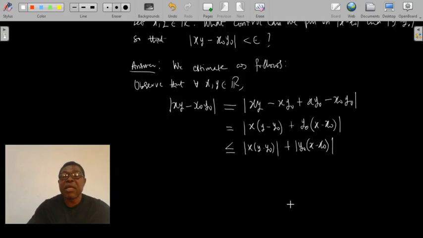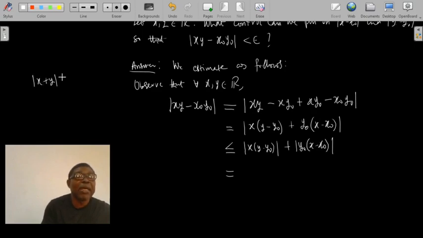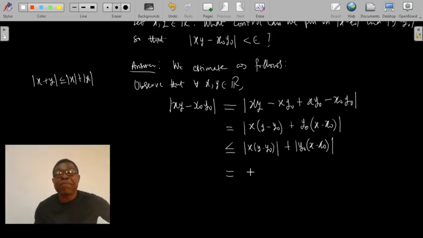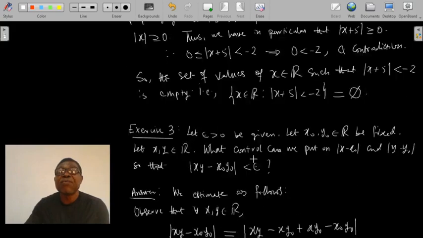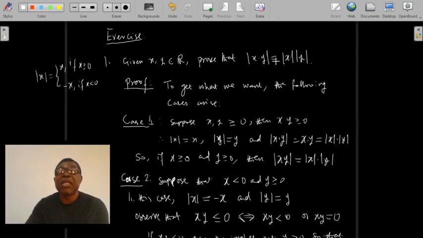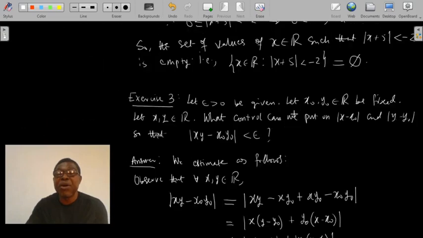And this, we know, is equal to... what we made use of here is the fact that we know from our previous lecture on absolute value that the absolute value of x plus y is less than or equal to the absolute value of x plus the absolute value of y, what we call the triangle inequality. Now, at this point, I'll make use of the first exercise we just did, that the absolute value of x times y is equal to the absolute value of x times the absolute value of y.